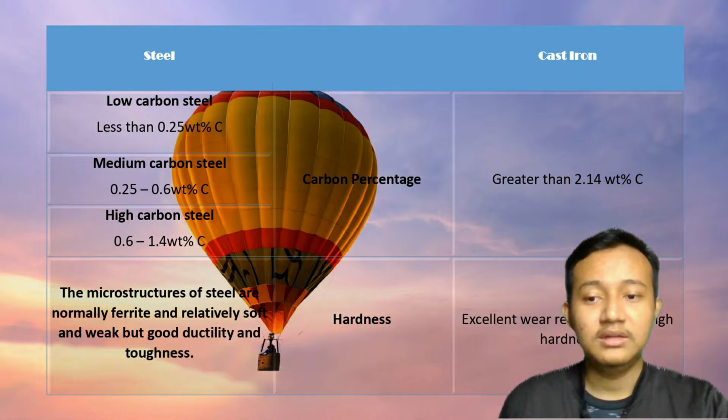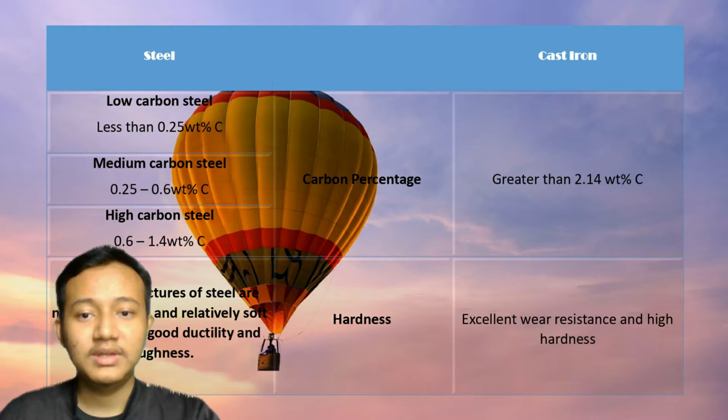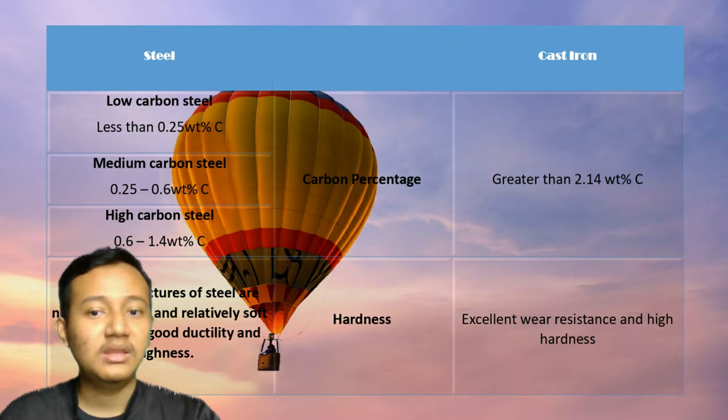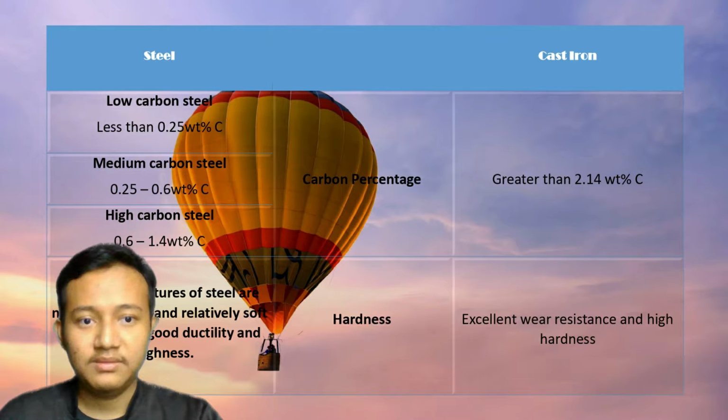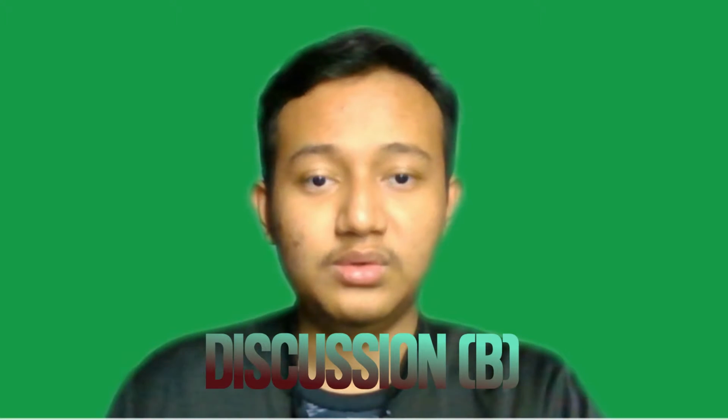For the hardness, the microstructure of steel is normally ferrite, relatively soft and weak, but with good ductility and toughness. For cast iron, the carbon percentage is greater than 2.14% of carbon. For the hardness, excellent wear resistance and high hardness. Okay, we move on to B.